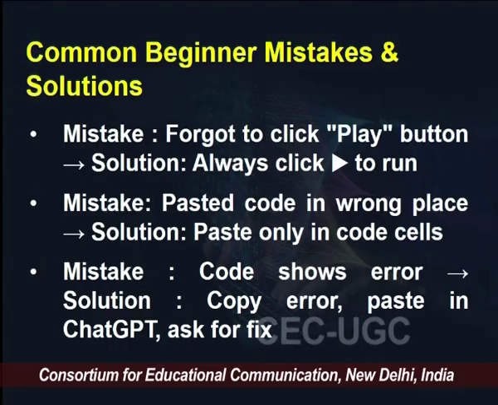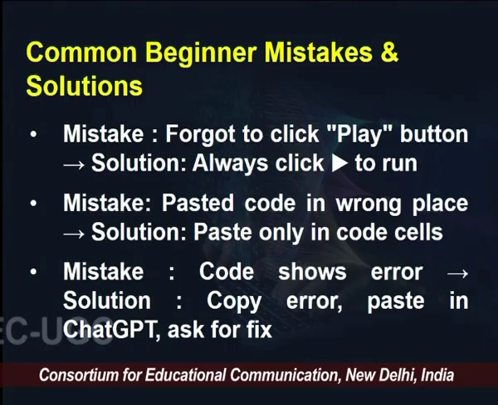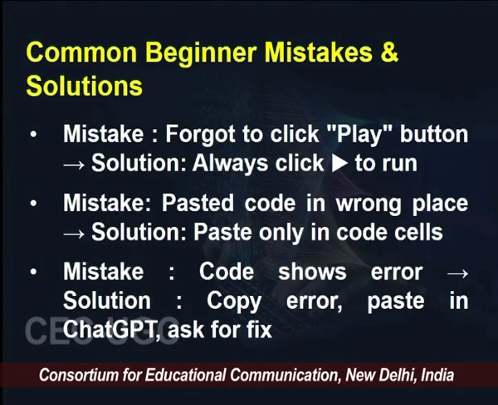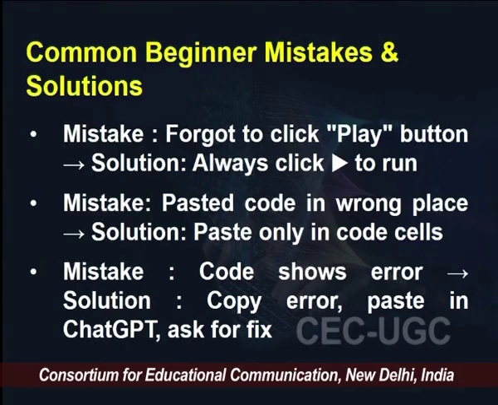Now you can also find some common beginner mistakes and solutions. While the steps are pretty simple, you can sometimes forget to click the play button, which will not execute your cell. So the solution is to always click that play button to execute your code. It might also happen that you paste your code in the wrong cell. Google Colab provides you 2 kinds of cells: one is a text cell and one is a code cell. If you paste your code in a text cell, it won't execute as code, but it would take it as a textual box. So always paste your code in the right place, which is a code cell.